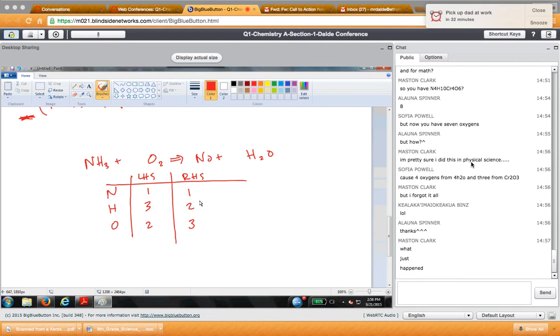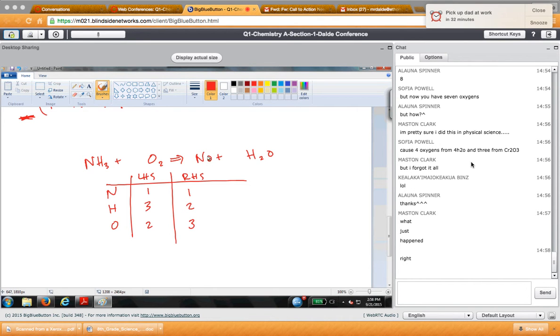I didn't do anything. I just tallied up all the stuff on the right-hand side as the left side. That's an NO, nitrogen and oxygen. Got it? All right.